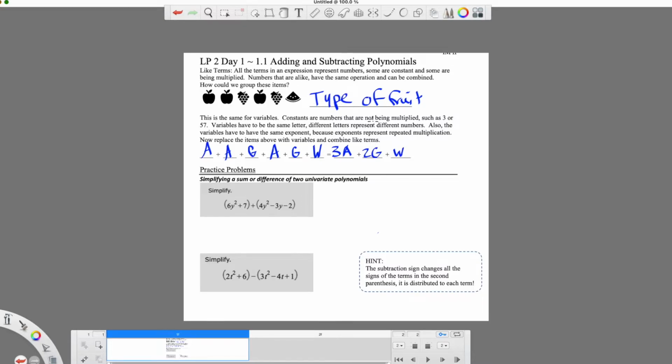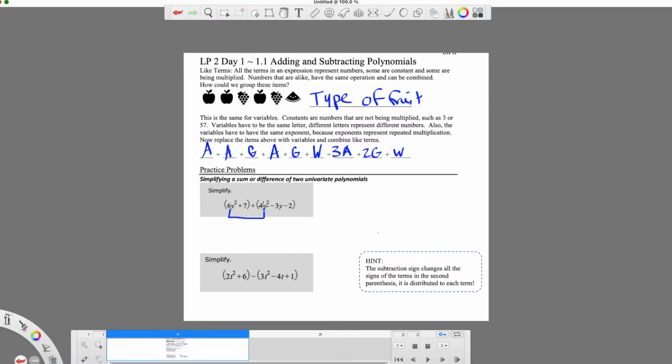So that's what we're going to do down here for simplifying the sum or difference of 2 univariate polynomials. So when I have the groupings, I do really want to pay attention to that symbol in the middle. If it's an addition sign, it's not actually going to change anything. We can just start adding like terms. So I can start identifying, this one has a y squared, and this one has a y squared. So they are like terms, and I can just add the numbers, the coefficients in front.